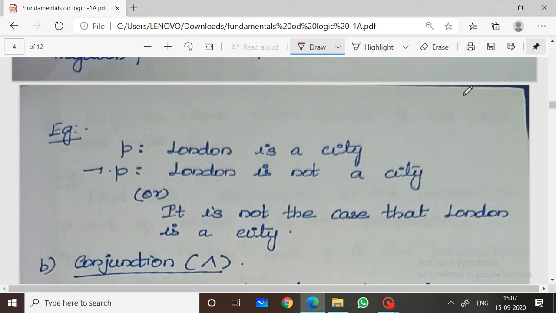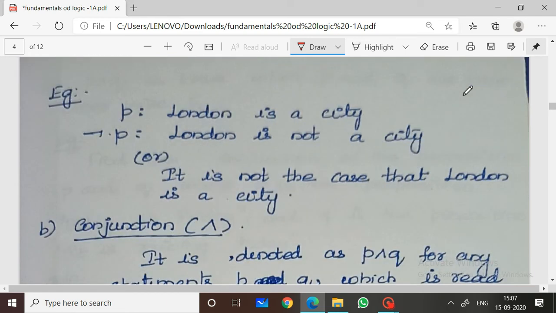The negation of the statement "London is a city" is "London is not a city". You can write the negation like this, with either notation. Or you can use a phrase like "it is not the case that" as a connective: it is not the case that London is a city. Like this also you can write.